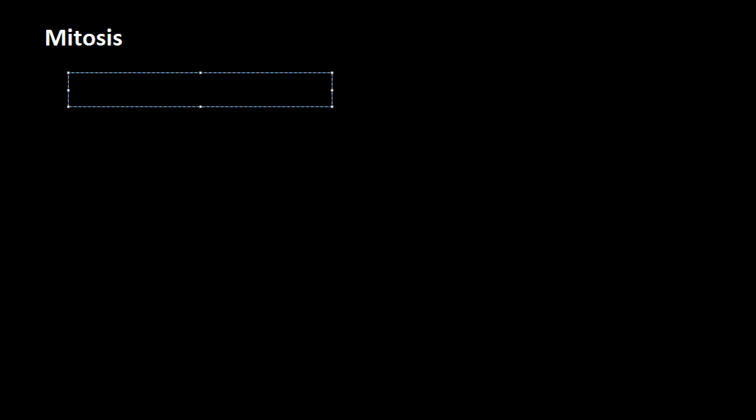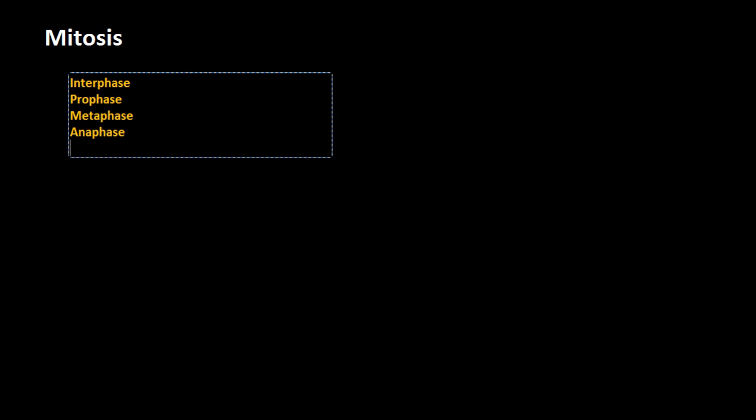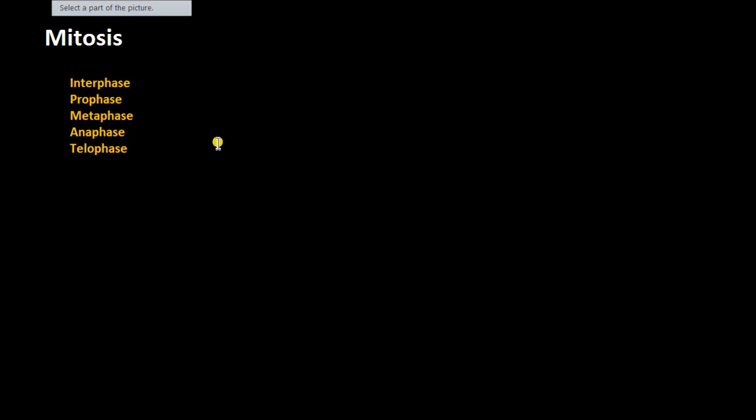It's split up into different stages, which we'll talk about more in a second, but just so you know these phases, I'll type them out for you. Here we have interphase, prophase, metaphase, anaphase, and telophase. So there are these 5 phases that make up mitosis, and they occur in this order.